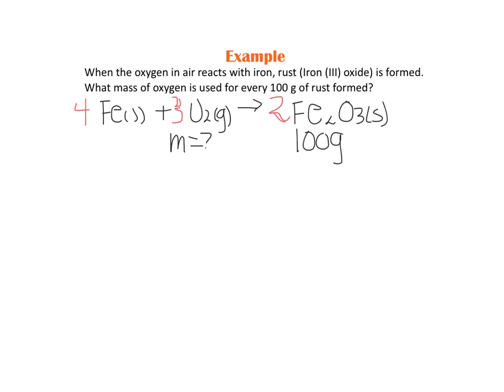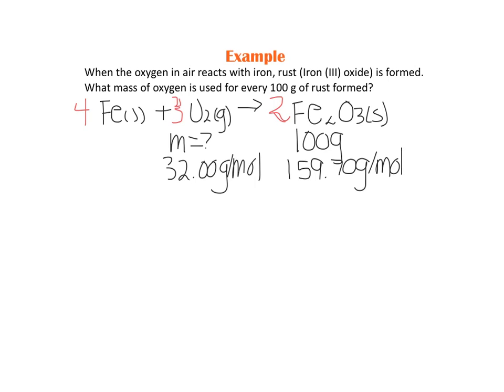So, because we have mass and we're looking for moles or vice versa, we need to find our molar mass for each of these. So calculating those, we're going to get 159.70 grams per mole for iron 3 oxide. And of course, our molar mass for oxygen should be 32.00 grams per mole. All right. So first step is done. We had our balanced equation. Now we've got our information written below.